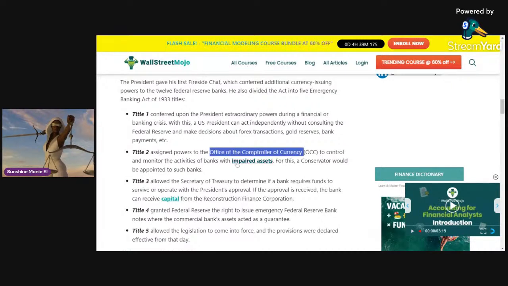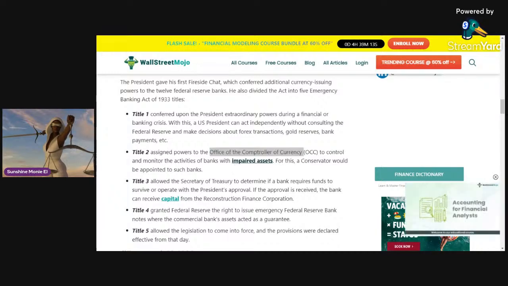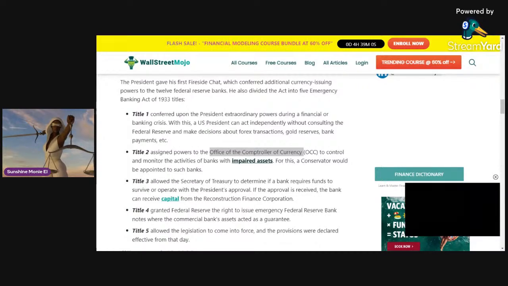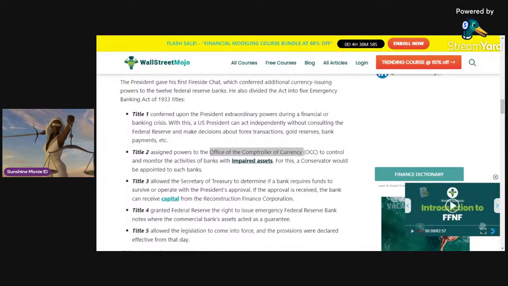And impaired assets. Impaired assets are those assets on a company's balance sheet whose carrying value of assets on the books exceeds the market value. I hate when people use the word in the definition, but okay. So the assets exceed the market value or recoverable amount.